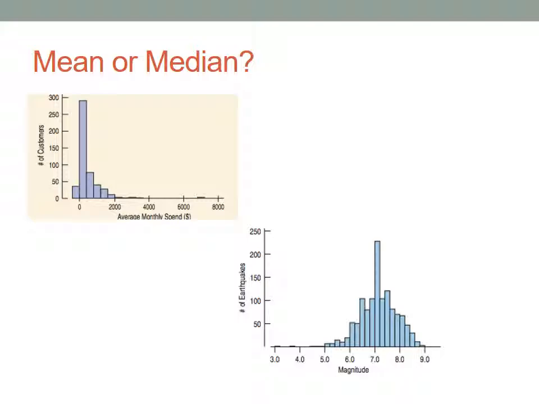So if we have two measures of center, how do we know which measure we're supposed to use? Should we use the mean or the median? There actually is a rule in statistics about how you make a choice about which one you use, and it has to do with whether your distribution is skewed or not. So if you have a symmetric distribution, you're going to choose to use the mean.